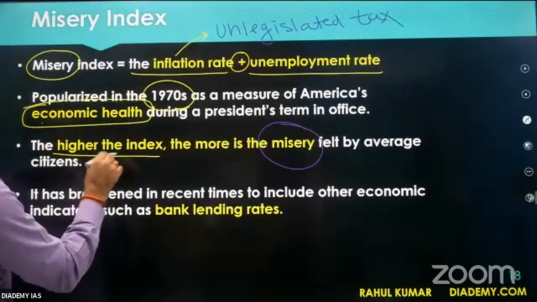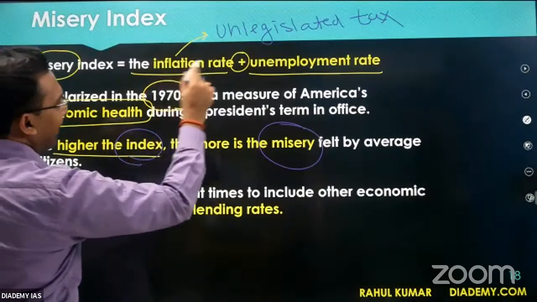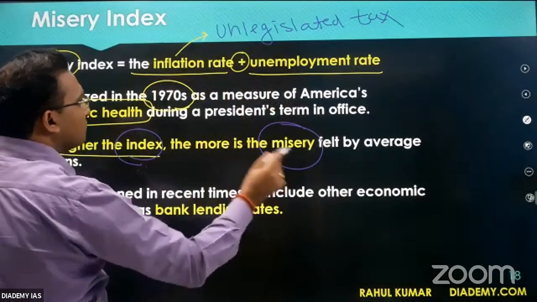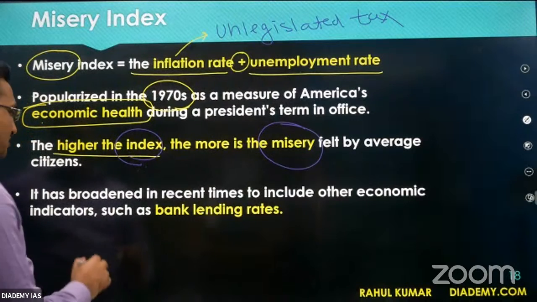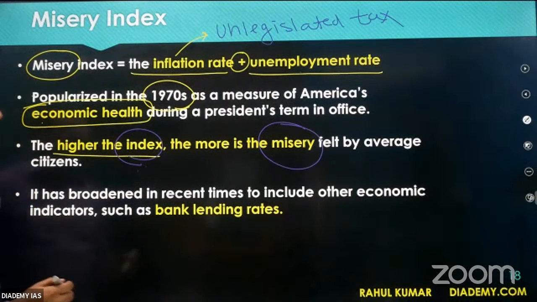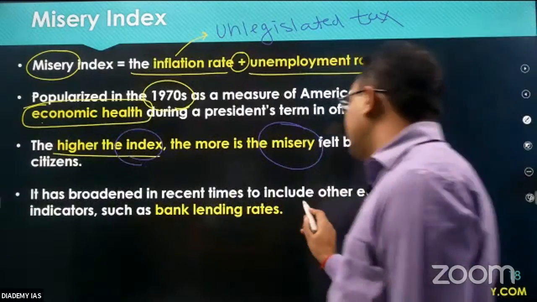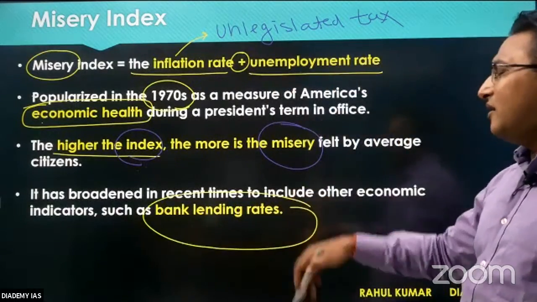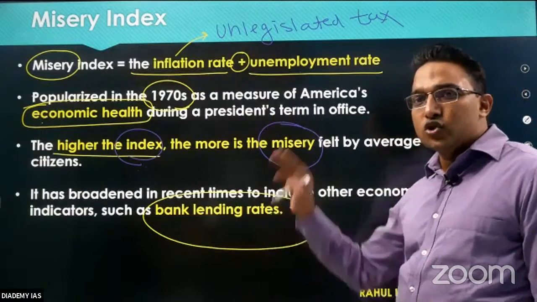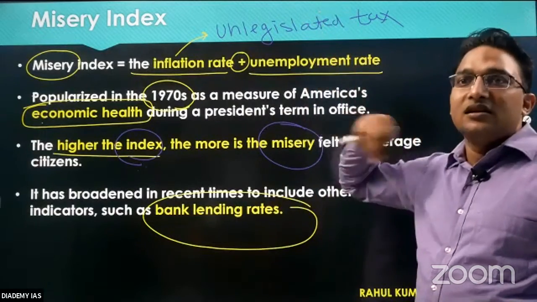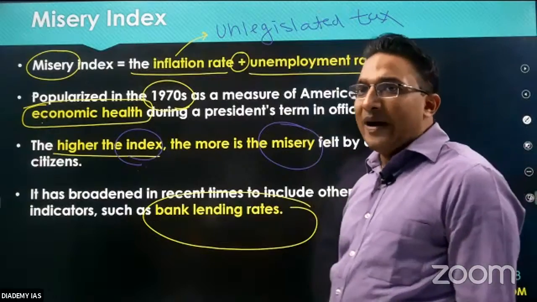If the score is more, if inflation and unemployment are more, that means there is more misery. Okay. And in a broad sense, some of the economists also include the bank lending rates in this indicator. So what is the bank lending rate? If the bank lending rate is also increasing, then it impacts even more. Okay. So this is the misery index.